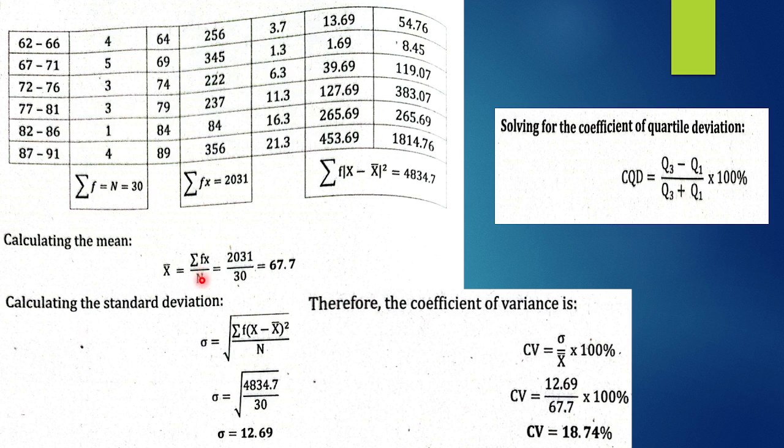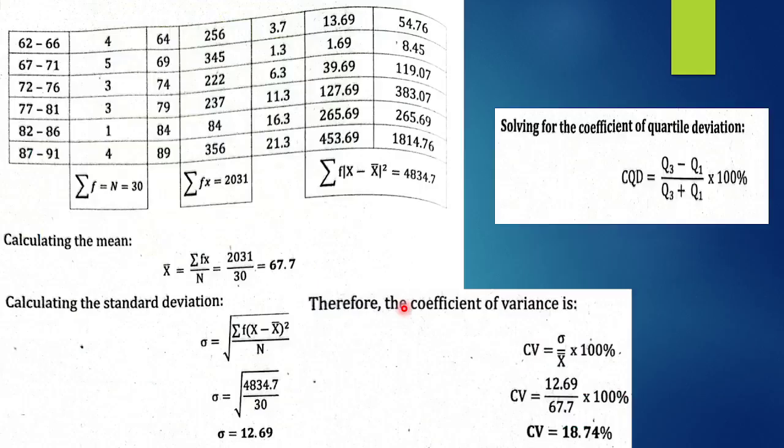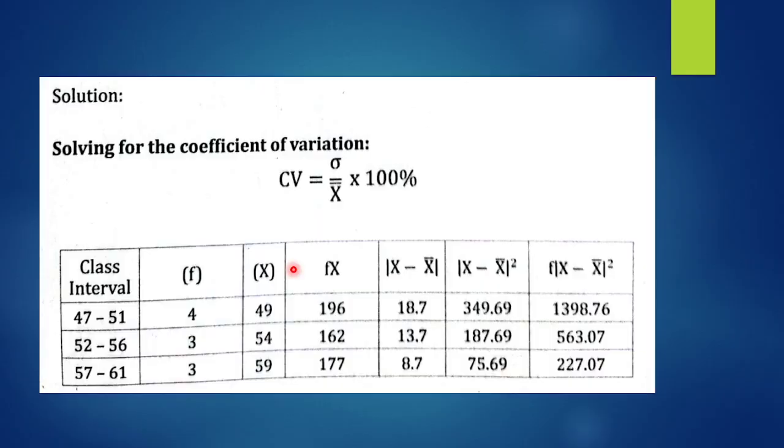And the good thing is you already know how to get the mean from the previous lessons that we discussed. So, our mean is 67.7. So, we use it in this part. The x is the class mark which is 49. Minus 67.7. So the answer should be negative, but take note there is an absolute value. So the answer is positive 18.7.